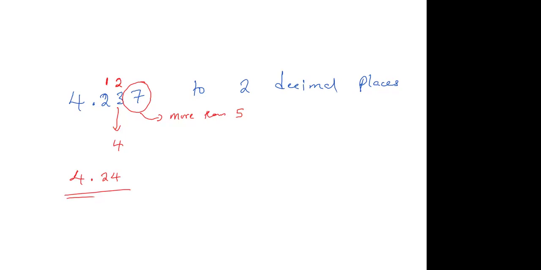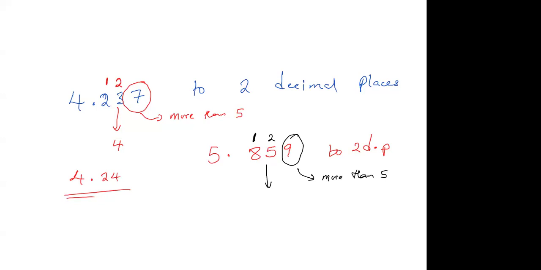Let me do another example. If you have 5.859 to 2 decimal points, you count it again. 1, 2. Now circle it. This one is more than 5. Because it's more than 5, it turns to the next number, six. So 5.86. That's the answer.